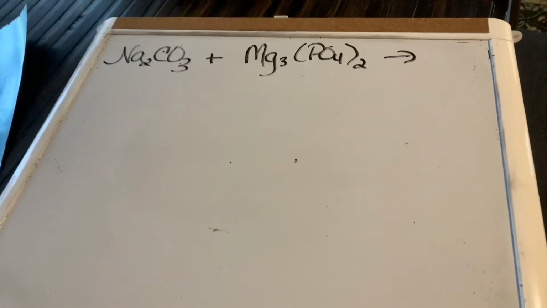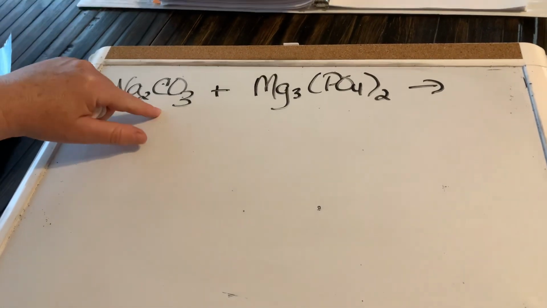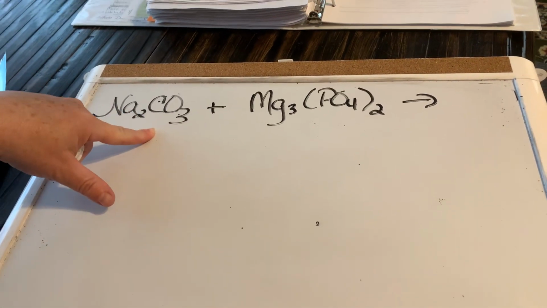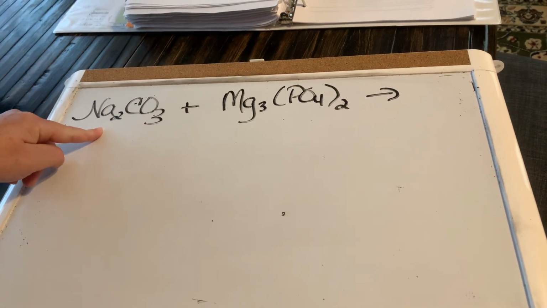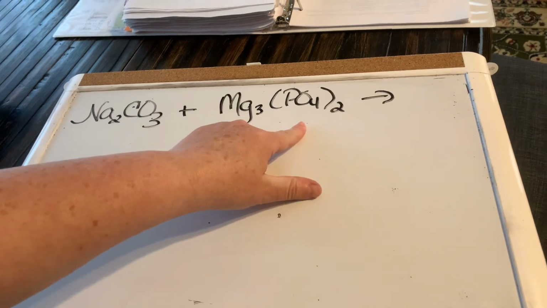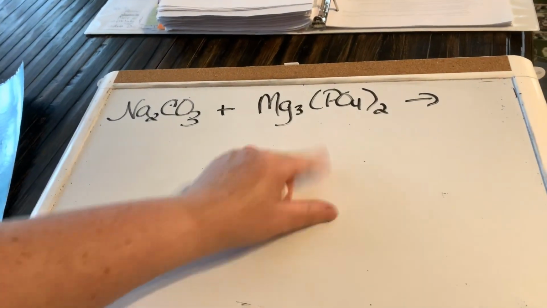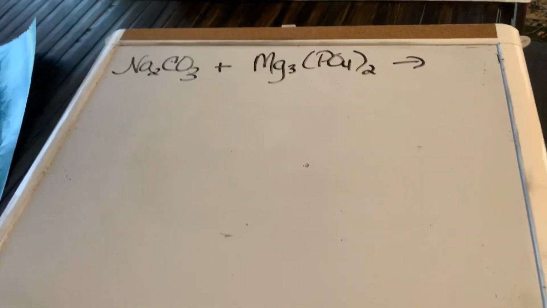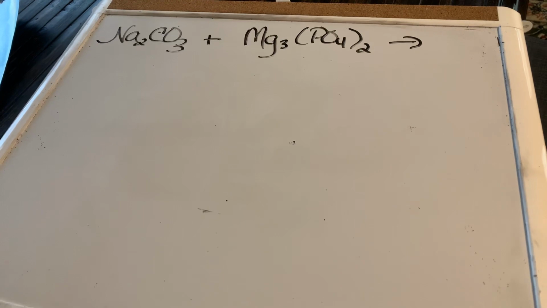Okay, so let's look at this one. Let's say they gave you this, Na2CO3, so that's sodium carbonate, okay? Carbonate is -2, sodium is +1, that's why there's 2 sodiums. Magnesium phosphate. Magnesium is +2, phosphate is -3. Drop your signs and cross them down, you get Mg3PO4.